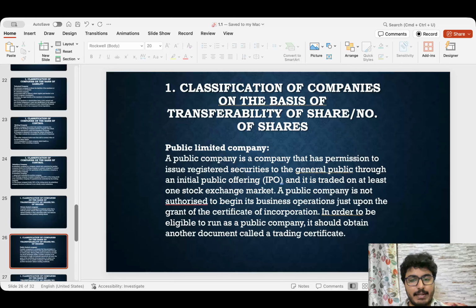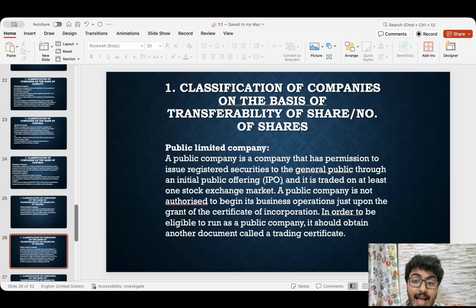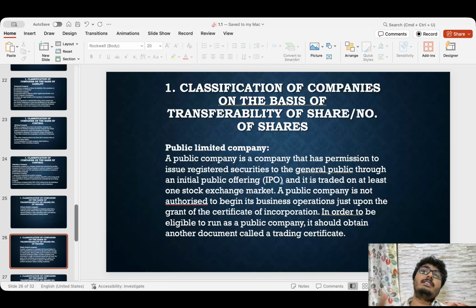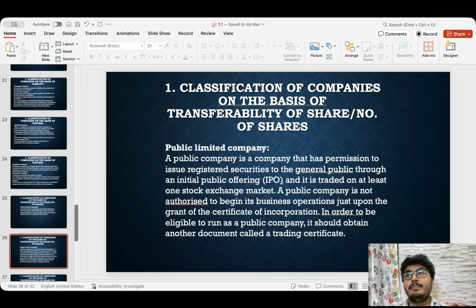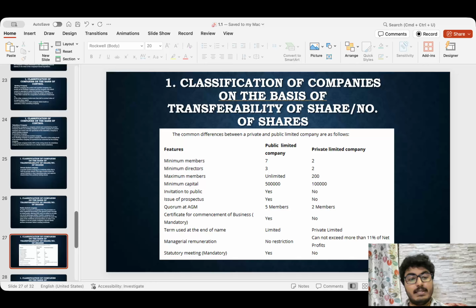A public limited company can issue shares to the public through an initial public offer, or IPO, in the primary market, and after issuing the shares the first time, its shares are traded on the stock exchange. Such companies require greater legal compliance and transparency. A public company must obtain a trading certificate before commencing business operations. That's why Reliance Digital, Tata Motors, and ITC are all public limited companies.